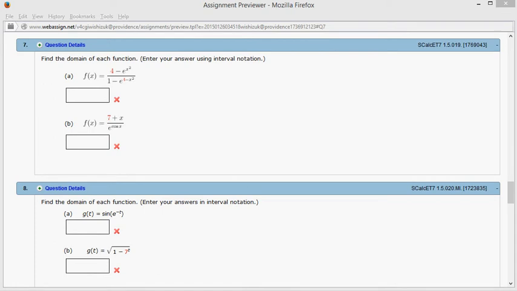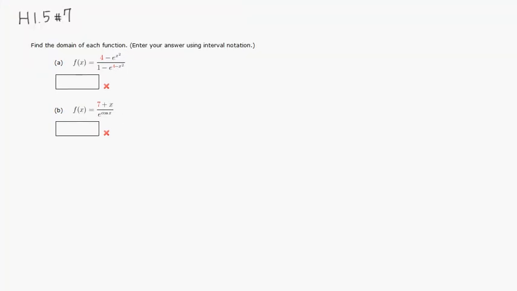Alright, let's look at homework 1.5, problem number 7. We want to find the domain of each of these functions. So let's do that. We can see that we have a fraction, so we have to make sure that the denominator here is non-zero. So we get this inequality.